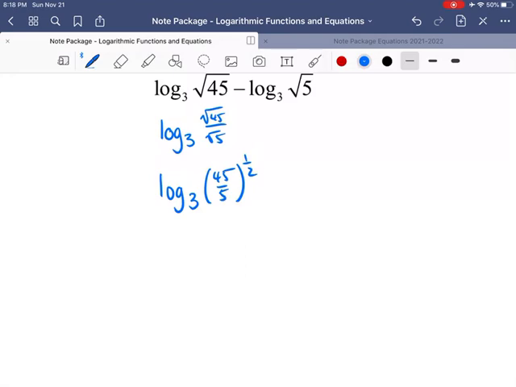From there, you can bring the half to the front, and then 45 over 5 will simplify to 9, and then log 3 of 9 is simply 2, and half multiplied by 2 will simplify to 1.